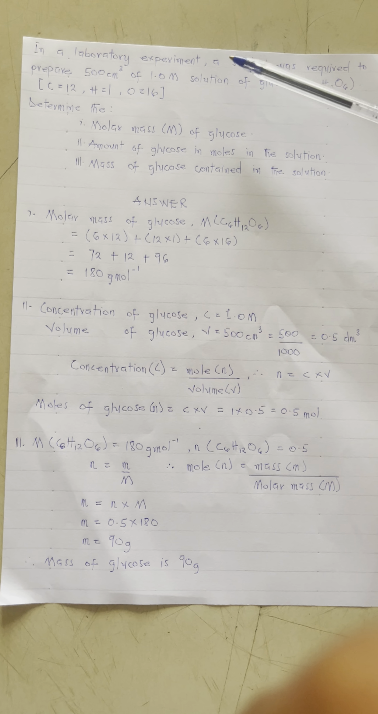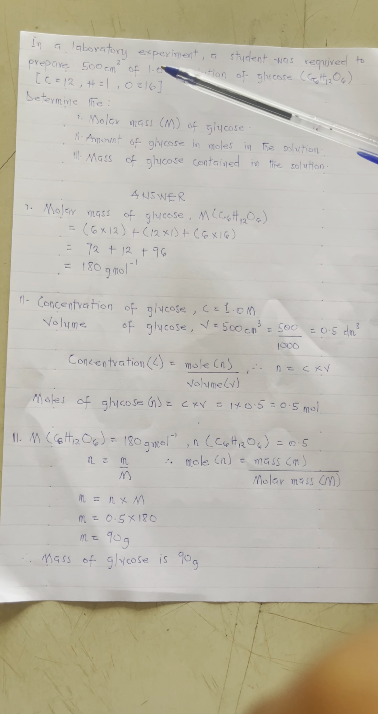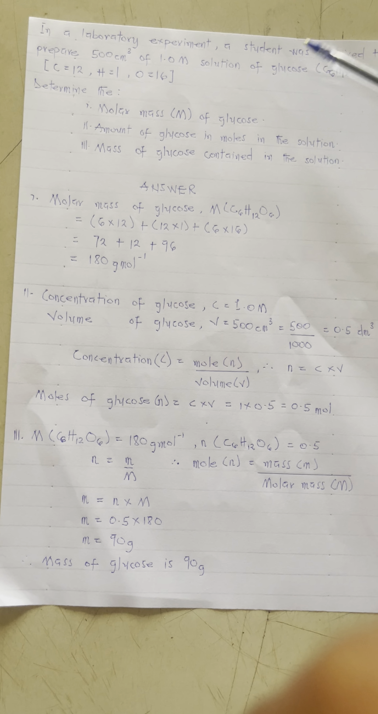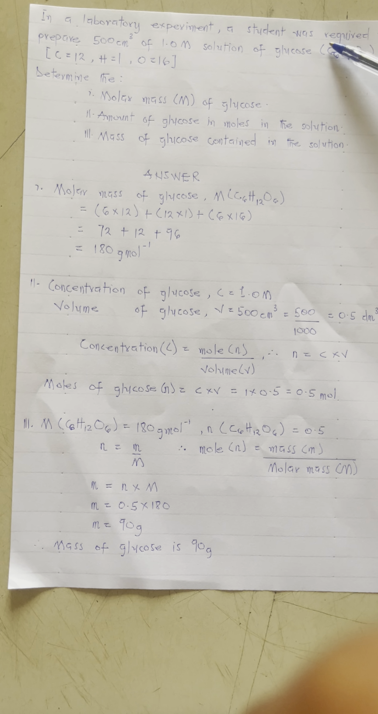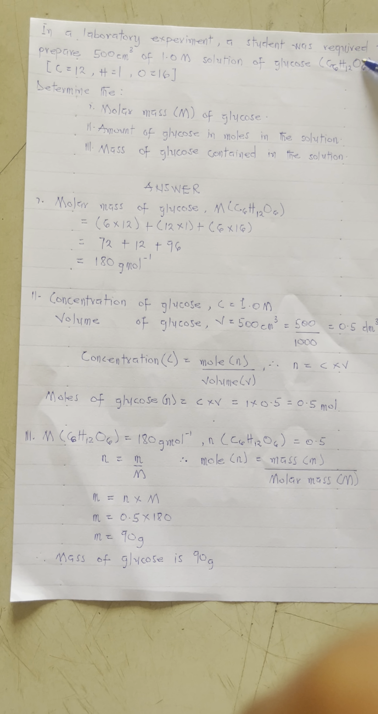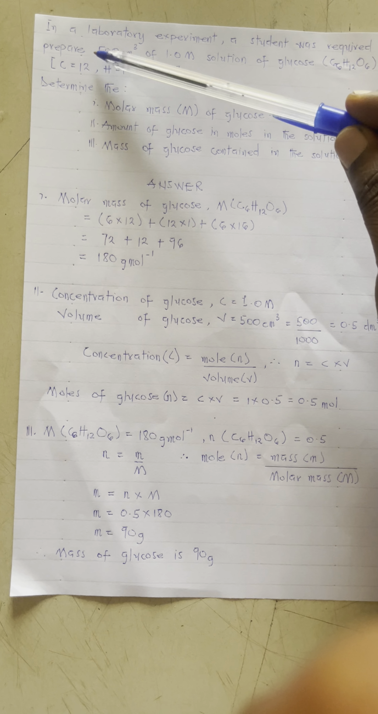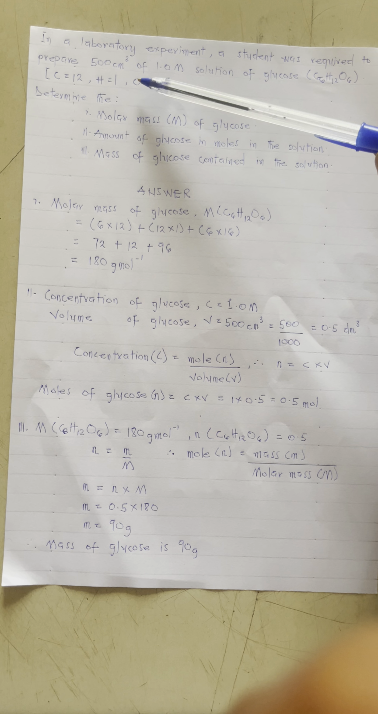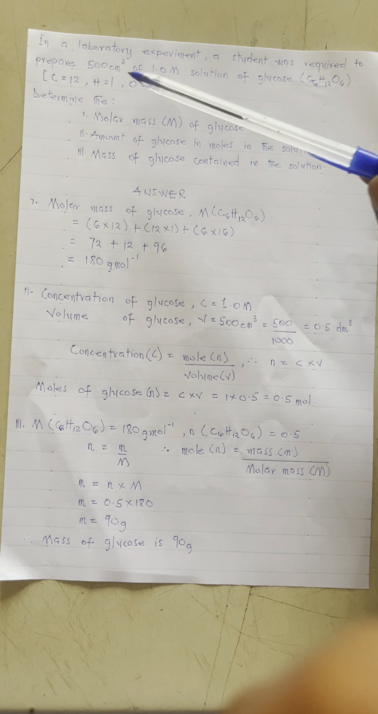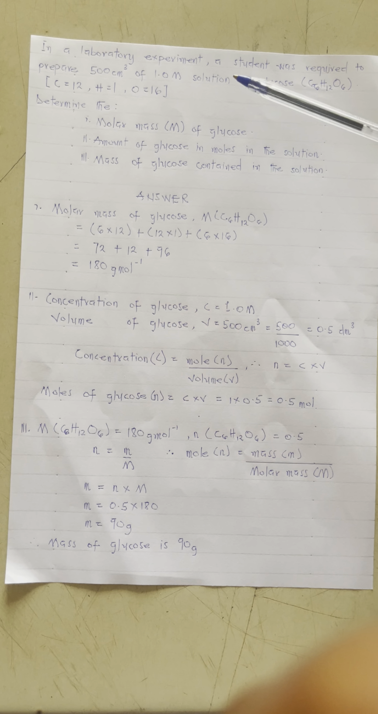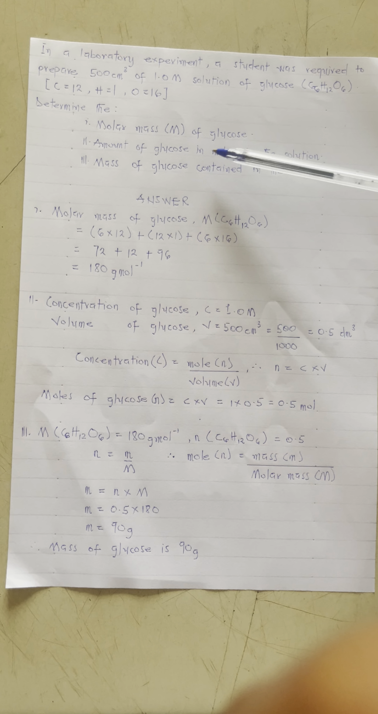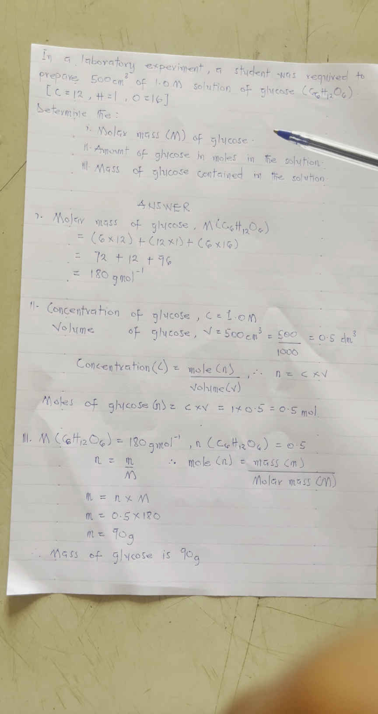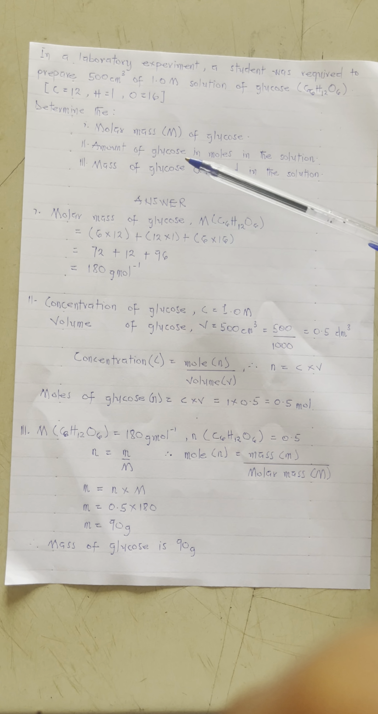In a lab experiment, a student was required to prepare 500 cm³ of 1.0 molar solution of glucose. And this is the molecular formula, C6H12O6. And we have the relative atomic masses: C equal to 12, H equal to 1, oxygen equal to 16. Determine (i) the molar mass of glucose, (ii) the amount of glucose in moles in the solution, and (iii) the mass of glucose contained in the solution. All right, let us look at the answer for this question.